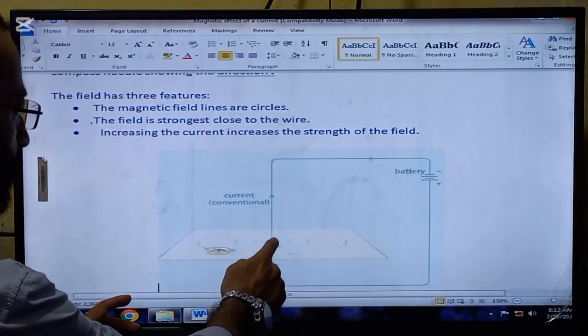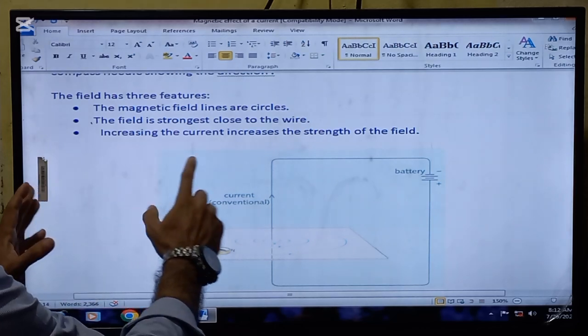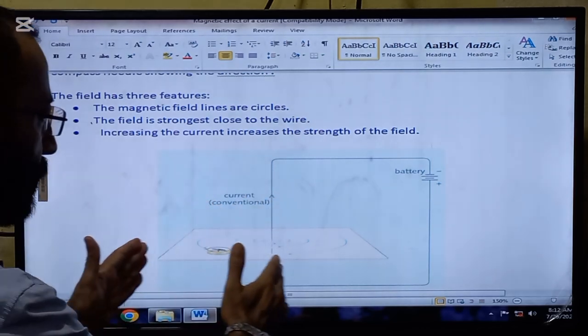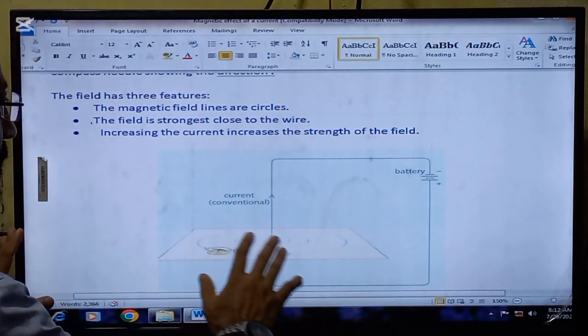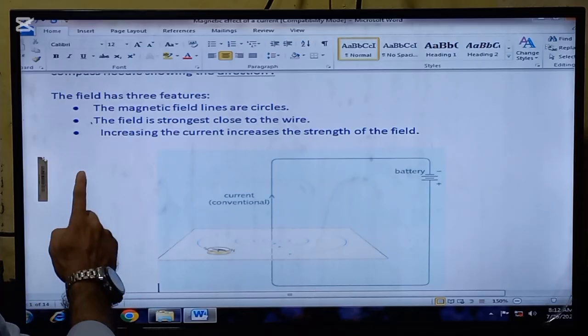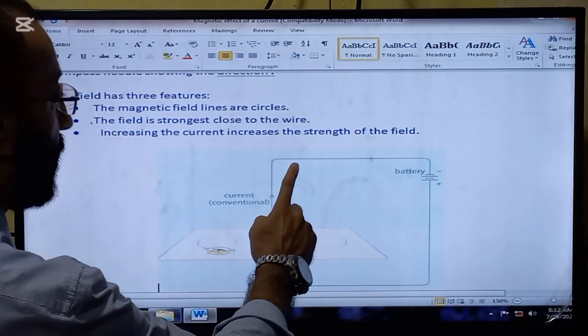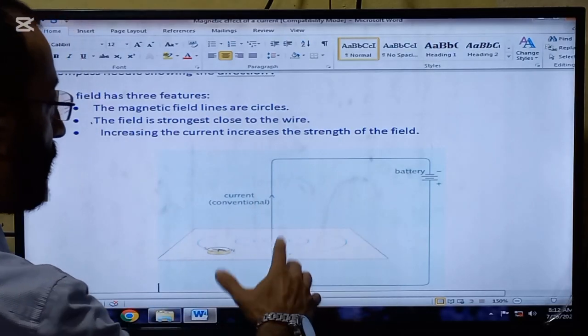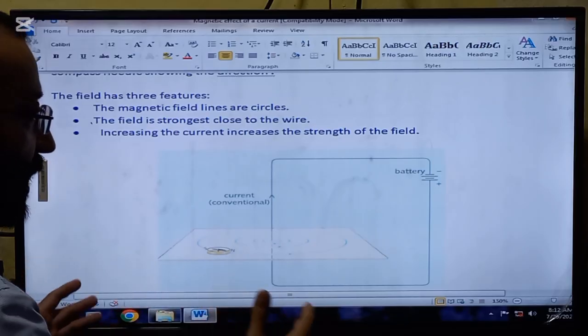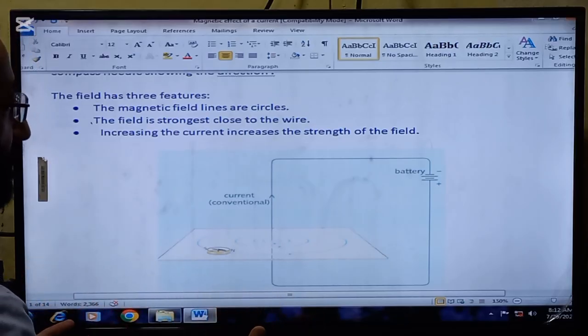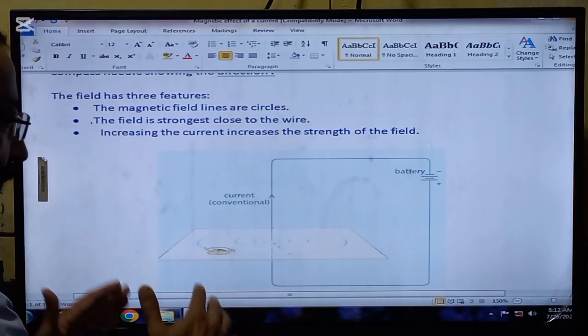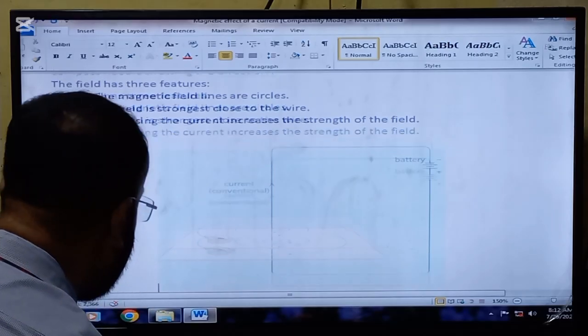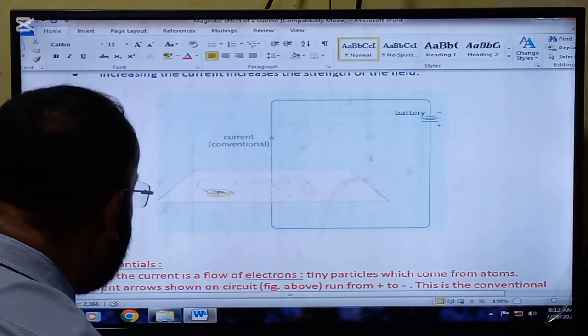So as you go close to the wire, the field will be stronger, and as you go far from the wire, the field will become weaker. Increasing the current increases the strength of the field. So this is another thing. The more the current, the stronger the field, and the less the current, the weaker the field.